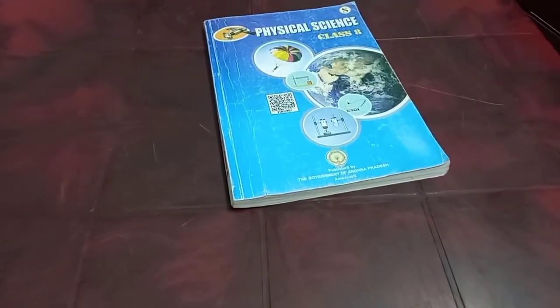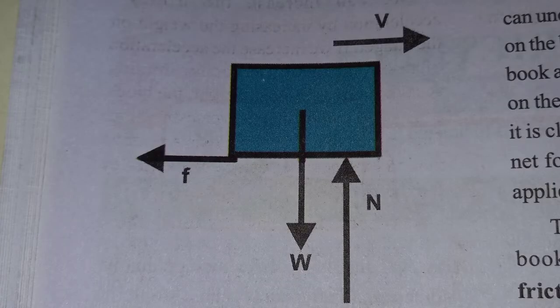Two forces act on the book in the vertical direction as shown in the figure. They are the weight of the book, denoted by W. This is also called gravitational force, acting in the vertically downward direction. And the second one, normal force, denoted by capital N. This is also called reaction force, applied by the floor in the vertically upward direction.